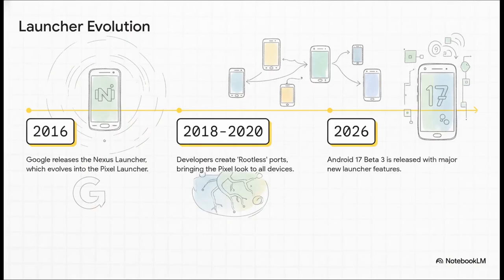To really get why this is such a huge deal, let's take a quick trip back in time. It all started in 2016 with the original Nexus launcher. Then, in 2019, some brilliant developers figured out how to create rootless versions that anyone could safely install. And that brings us to today's version, which is just a massive leap forward.